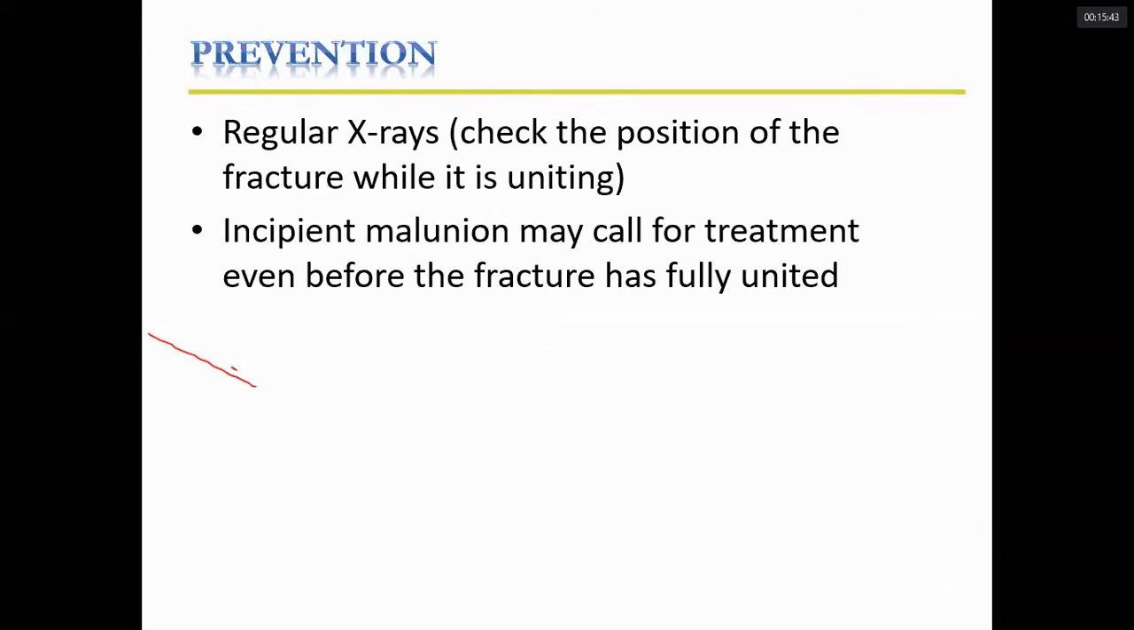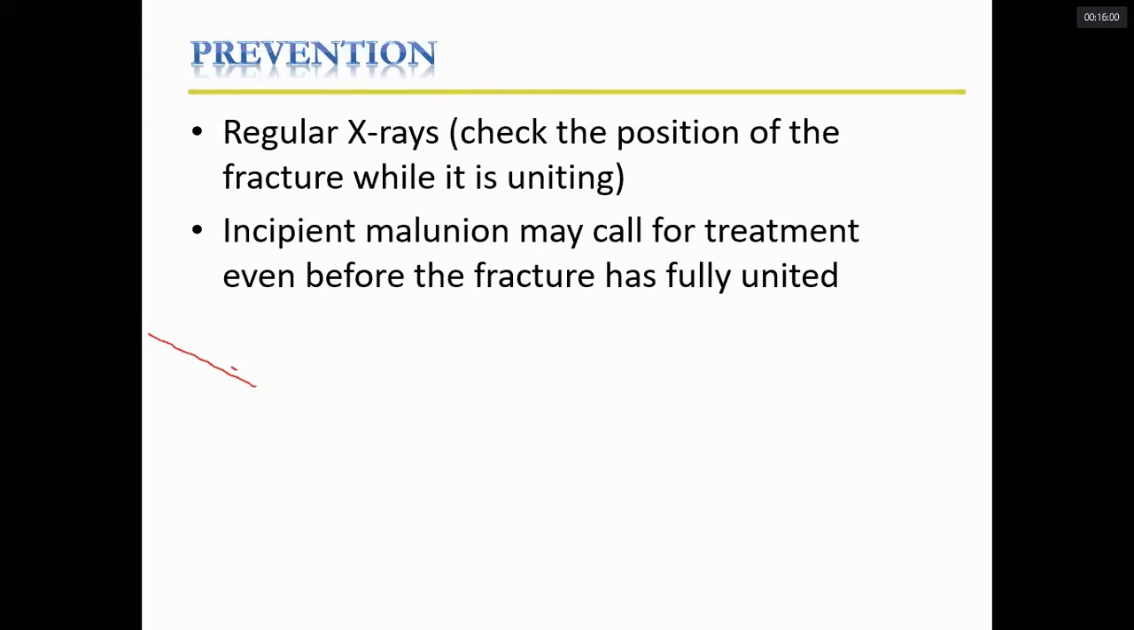If you are treating the fracture non-operatively most of the time, or sometimes even operatively, you have to check regular X-rays to see whether the fracture is going into a malunited position or not. Okay. So if you think that your fracture is going to malunite, you must advise regular follow-up.